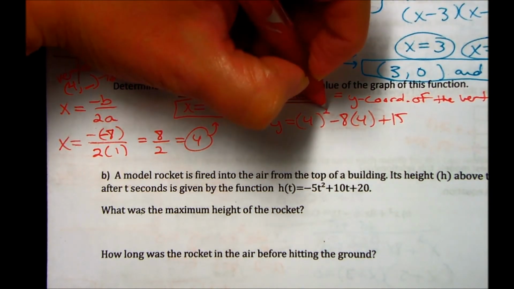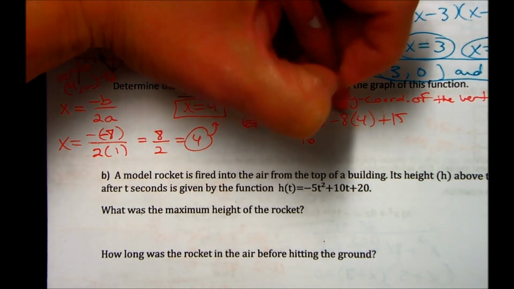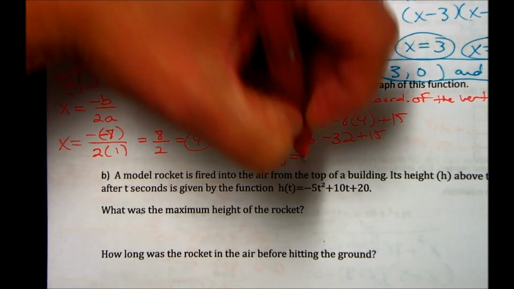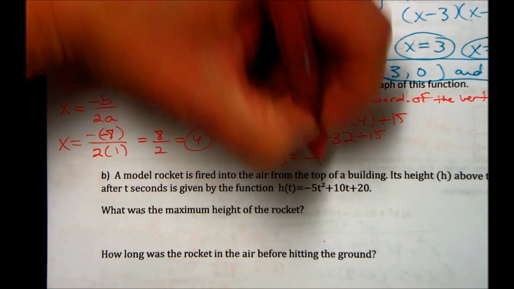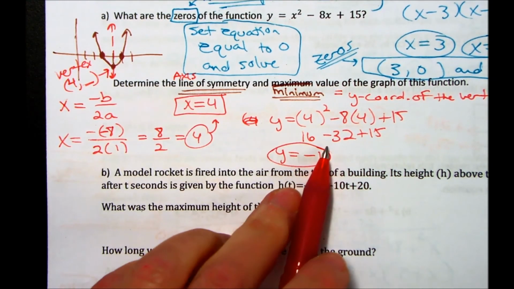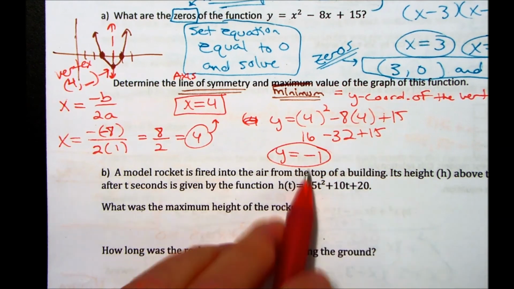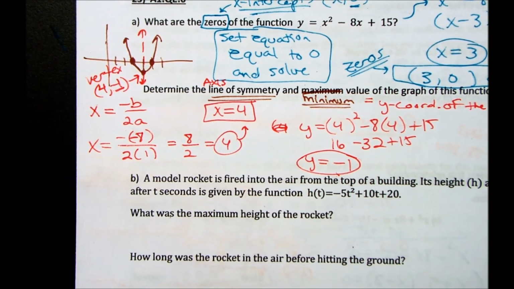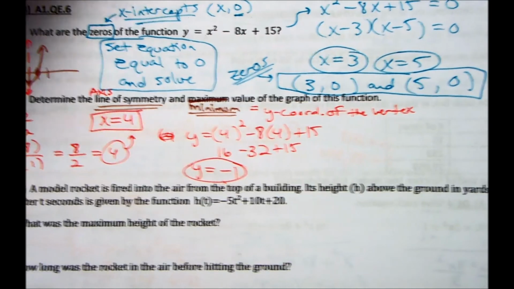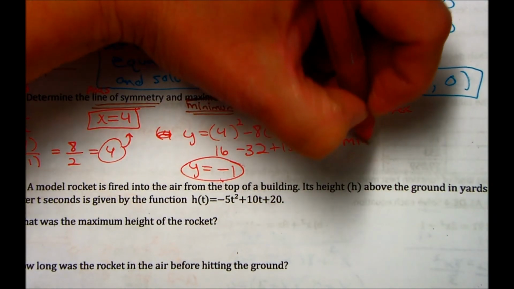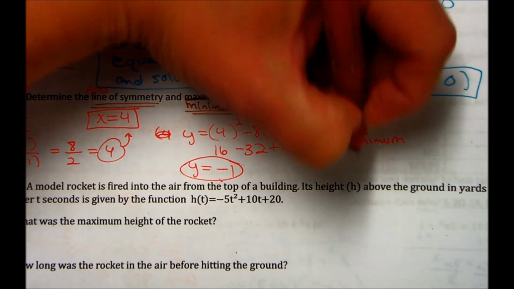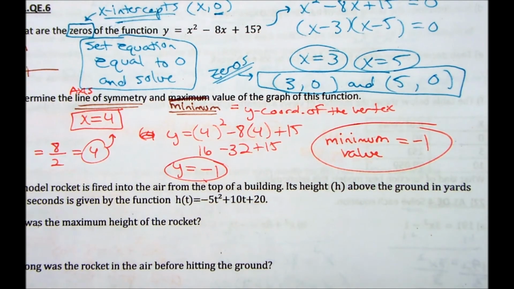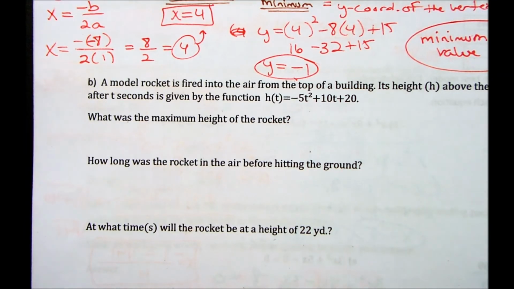So when I take 4 and square it, I get 16. Negative 8 times 4 is negative 32 plus 15, which will equal negative 1. If I took 16 minus 32 plus 15, it would equal negative 1. So that is the y-coordinate of my vertex, and that is also my minimum value of the graph. So the minimum value equals negative 1.